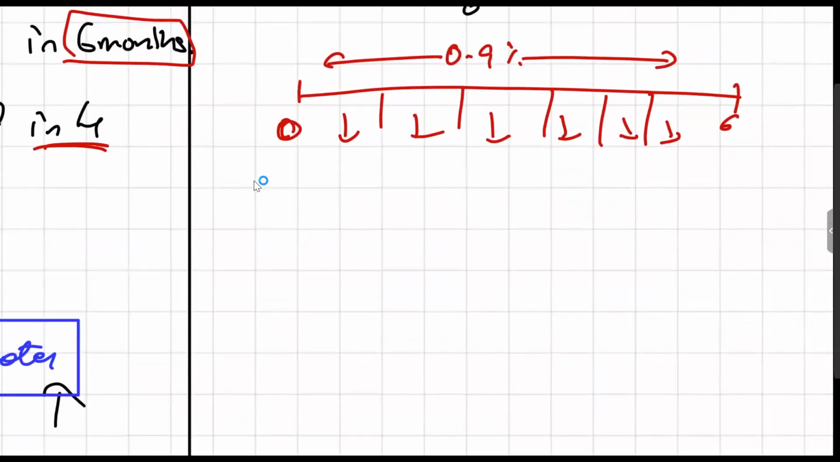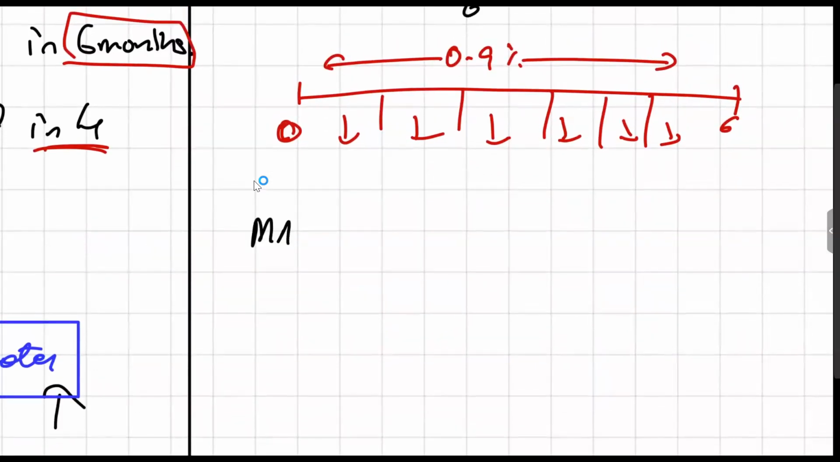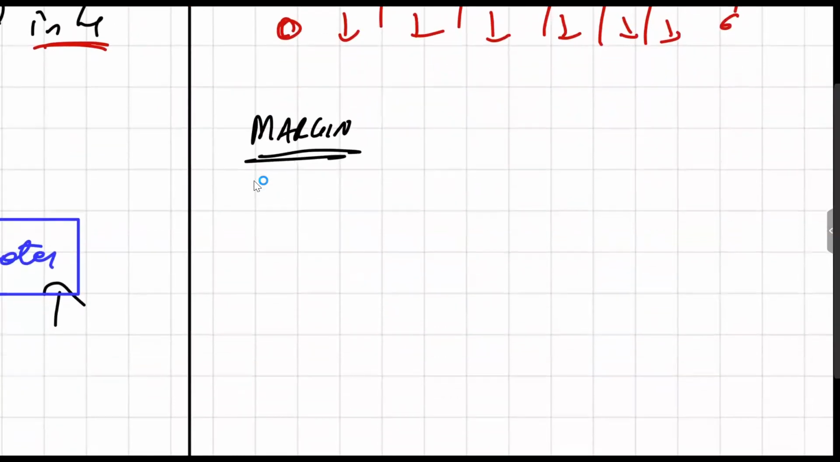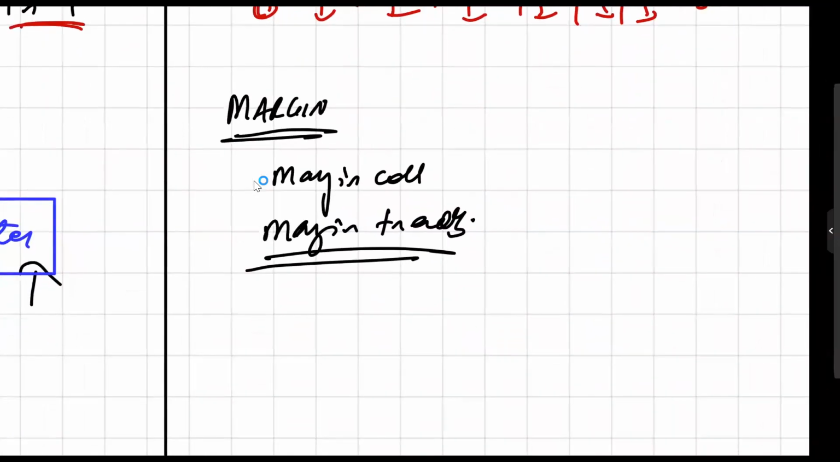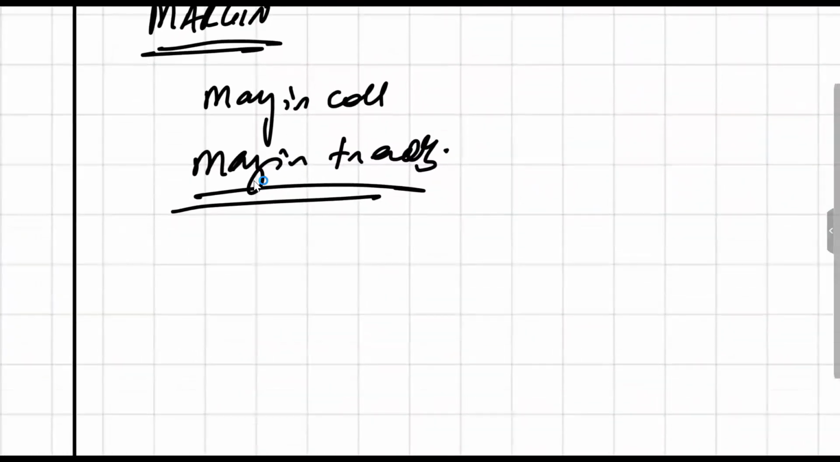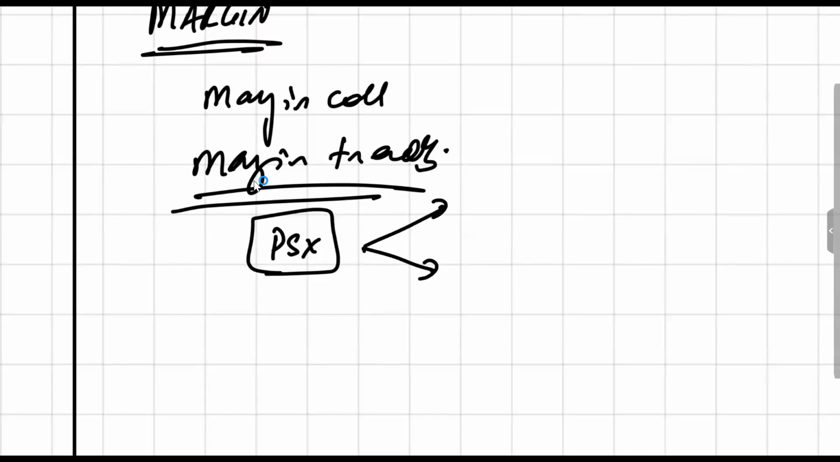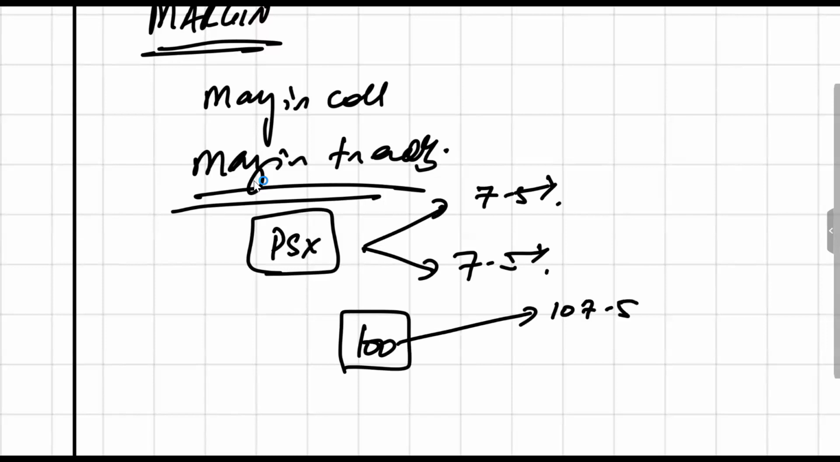Now, the next situation is about the margin. What is the concept of margin? Generally speaking, there is something called margin call. We also say there's something called margin trading. I'll explain what margin trading is. I'll give you an example. We live in Pakistan, there is the PSX, the Pakistan Stock Exchange. In the Pakistan Stock Exchange, there are usually caps. Let's say 7.5% upper cap, 7.5% lower cap. What does it mean? If there is a share worth 100 rupees, its price in a single day could become a maximum of 107.5, or it could become 92.5. So there is an upper cap and there is a lower cap.